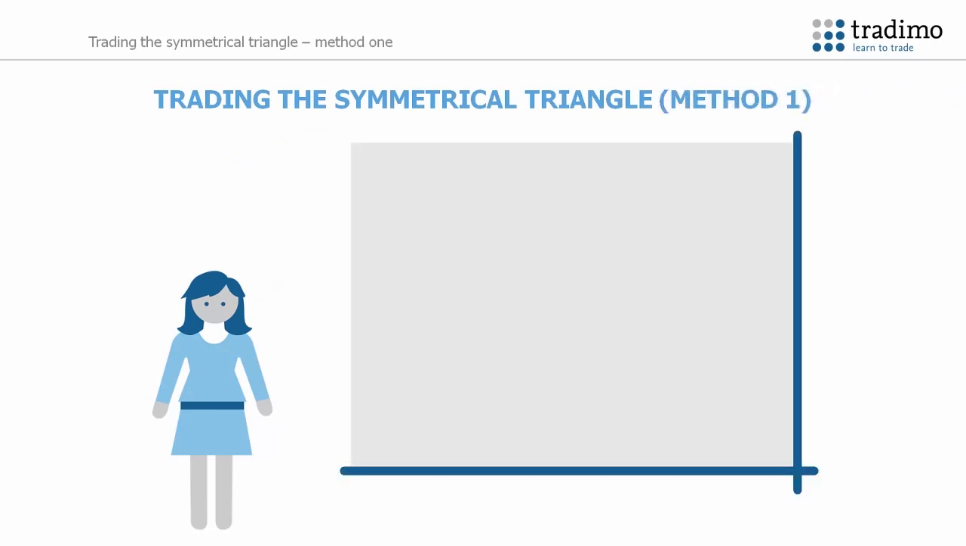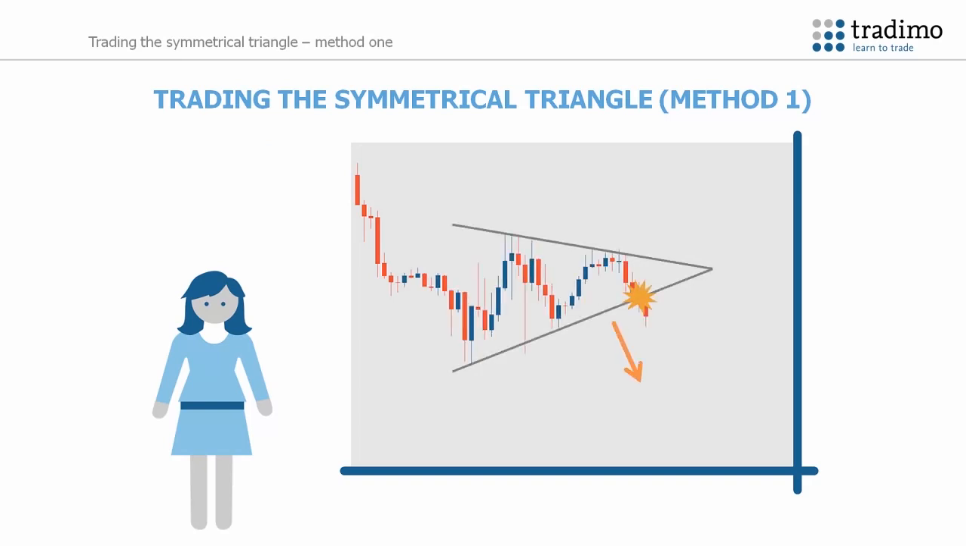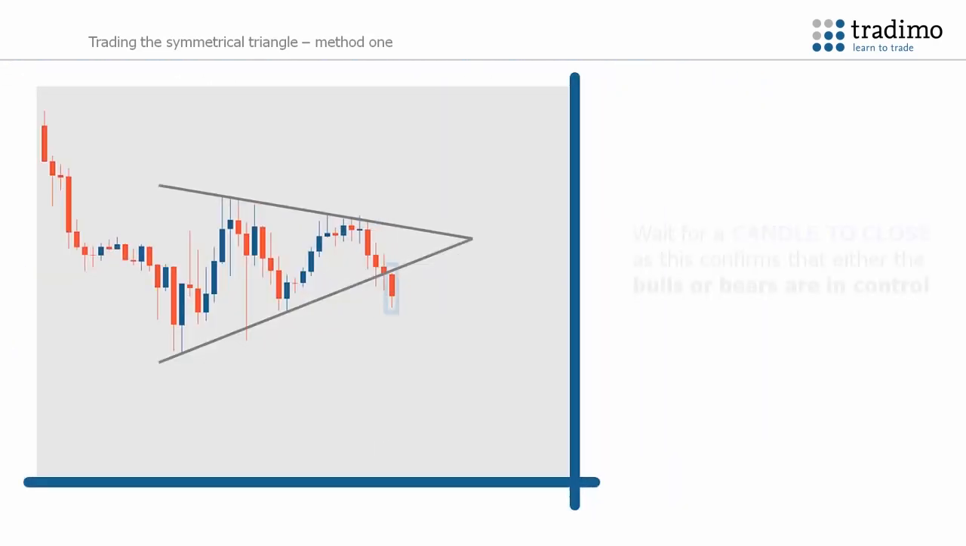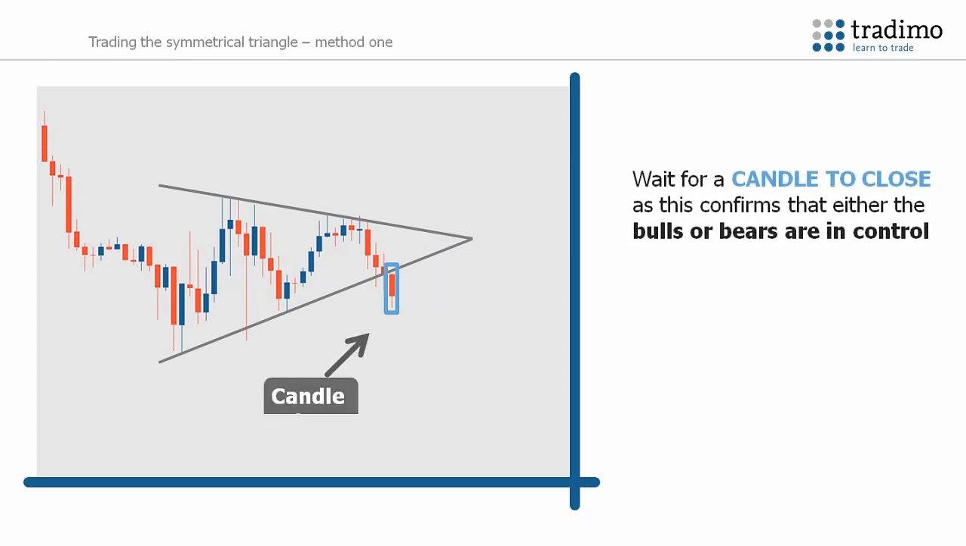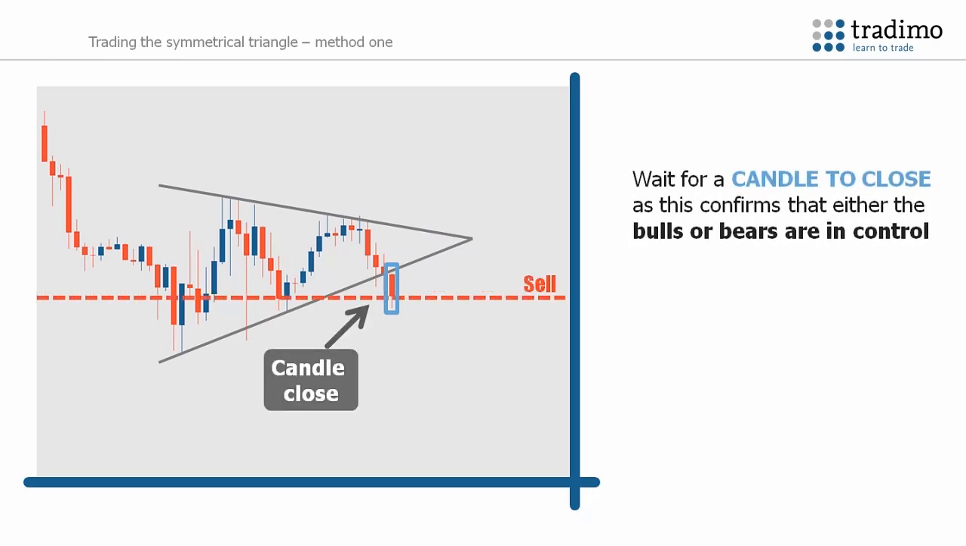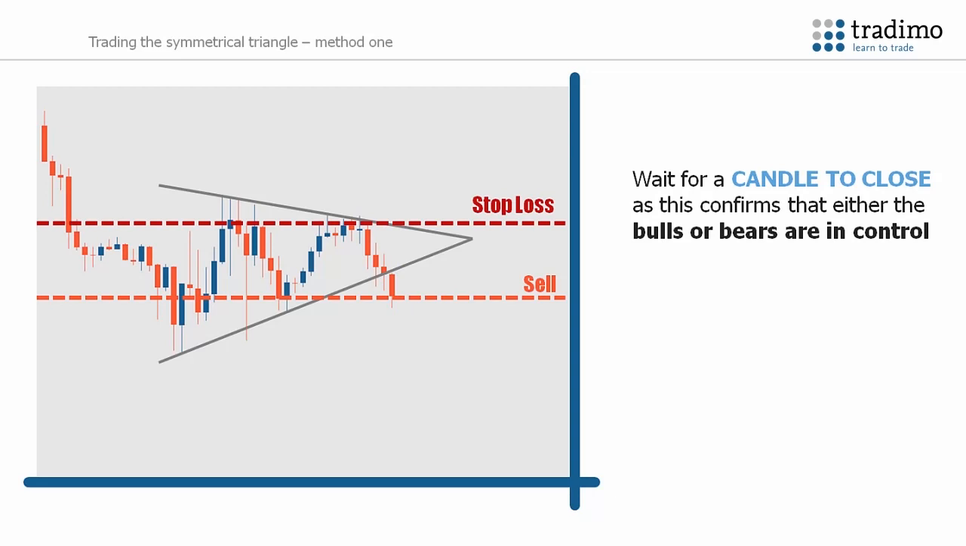The first way a trader can look to take advantage of the pattern is to wait for the price to break out on either side of the triangle and then look to trade in the direction of the breakout. It is always a good idea to wait for a candle to close above or below the trend line after price breaks out, as this confirms that either the bulls or bears are in control. The stop loss can be placed at the opposite side of the triangle.